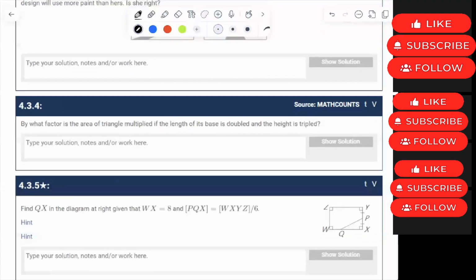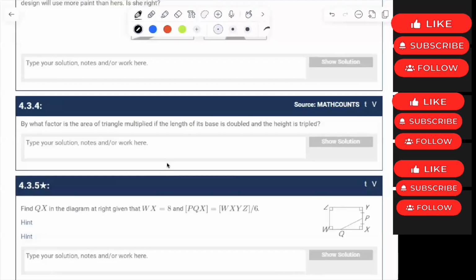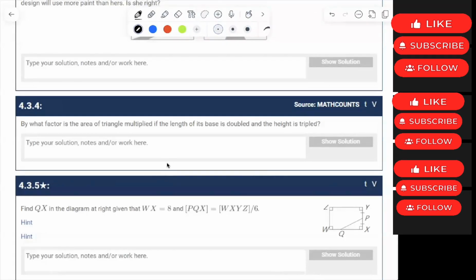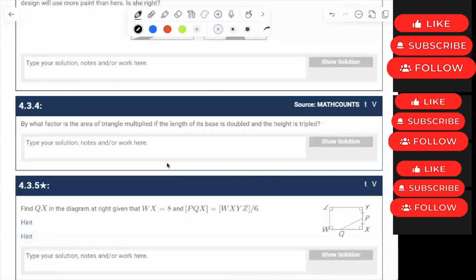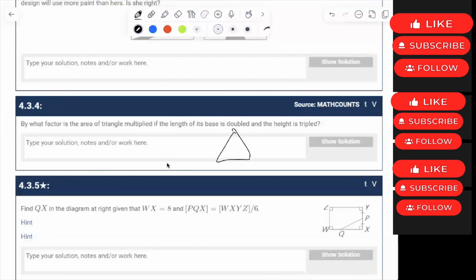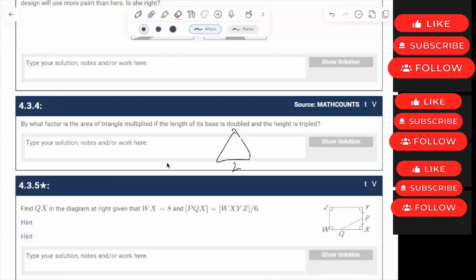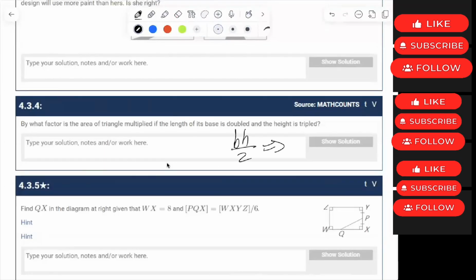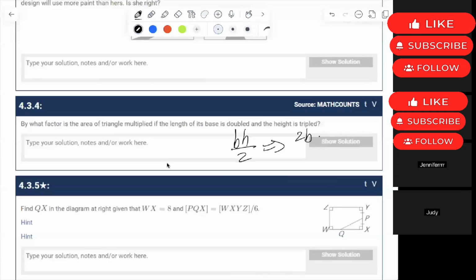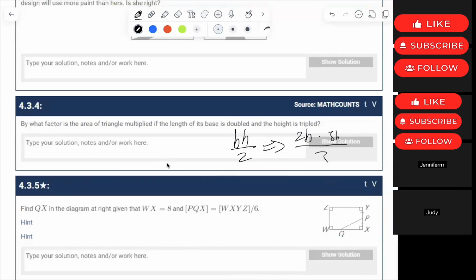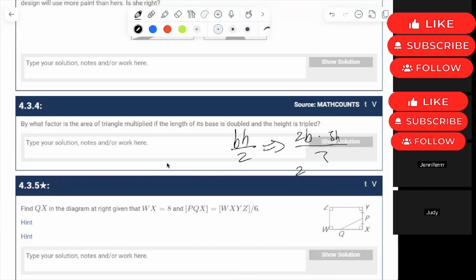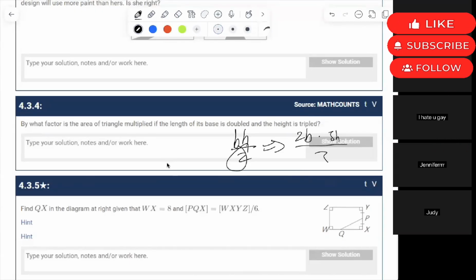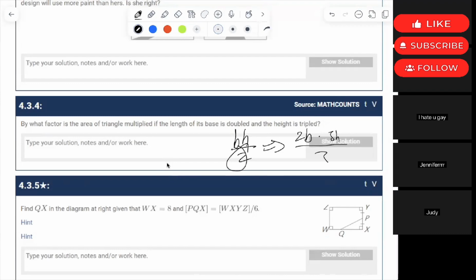Alright, let's get started with this question now. So here comes the tricky part. By what factor is the area multiplied if the base is doubled and the height is tripled? Well, the original formula is base times height divided by 2. Therefore, the new area will be 2 base times 3 height divided by 2, which is 6 times base times height divided by 2. Because remember the divide by 2. It's very important. So it's actually 6.